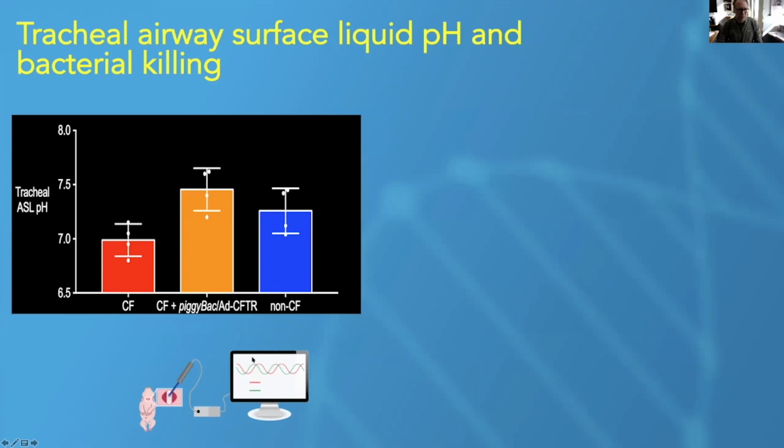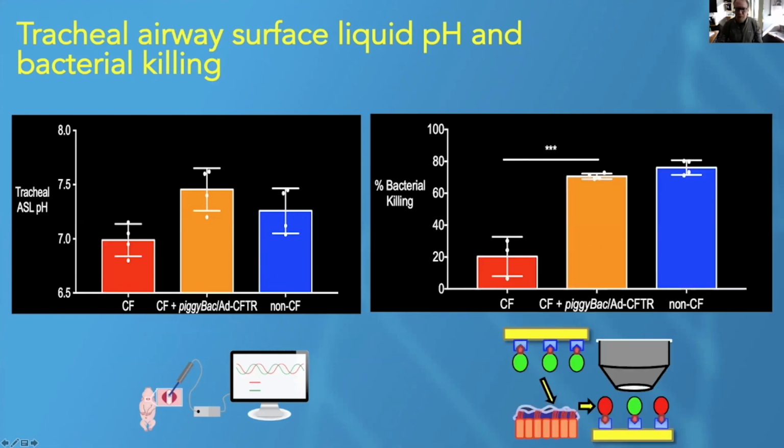Similarly with the ASL pH, CF pigs 7, non-CF about 7.2, and the pigs that received Ad CFTR, pH was at or above what we saw with wild type animals, which is again quite remarkable. Bacterial killing, little in the CF, a lot in the non-CF, and the pigs that received Ad CFTR restored it back up to non-CF levels. So this is just remarkable evidence by these metrics that we're getting really good gene transfer efficiency and phenotypic correction in these pigs, at least at an early time point, at least at 5 days.